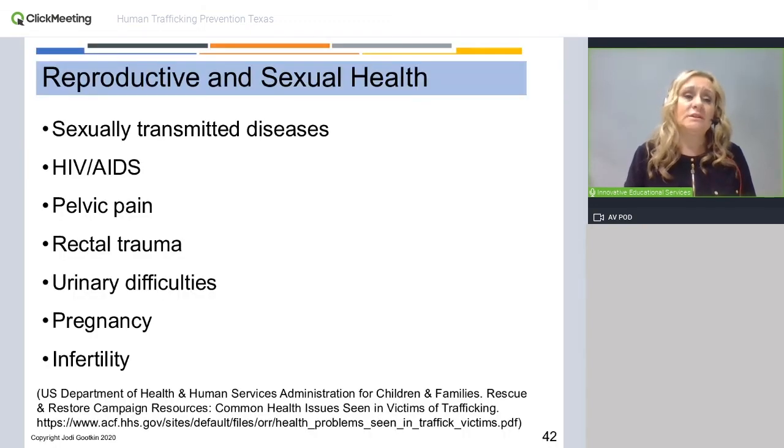Looking at long-term consequences for reproductive and sexual health from the abuse, trauma, and being forced to engage in different sex acts, the individual may have developed different diseases and sustained physical trauma. It can lead to potential infertility, or consequences from multiple abortions that they have been forced to undergo. There are also urinary difficulties that can develop. So multiple systems could become involved long term.